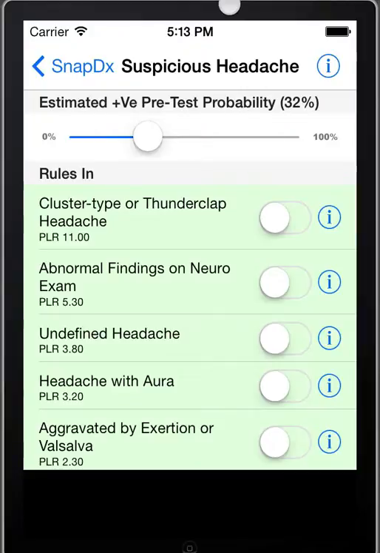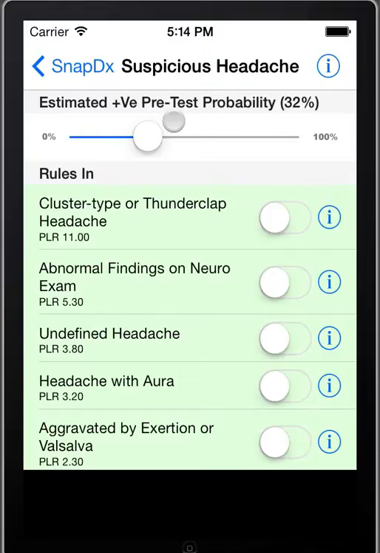So in SnapDx, we have a whole range of potential exam scenarios, and in this case, this is a suspicious headache that we'll be looking at. So as you can see, when the patient presents to the hospital or the clinic, there's a certain pretest probability that can be assigned to the condition that the patient may be presenting with. So in this case, the pretest probability is 32% of a patient who's presenting to the clinic of it being a headache suspicious enough to lead to further imaging.